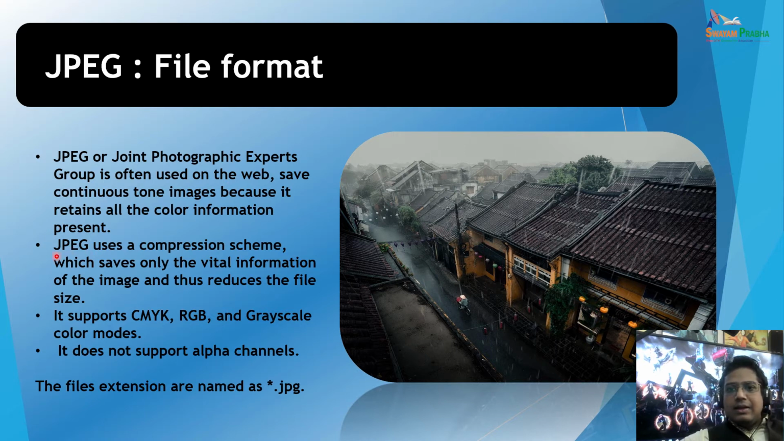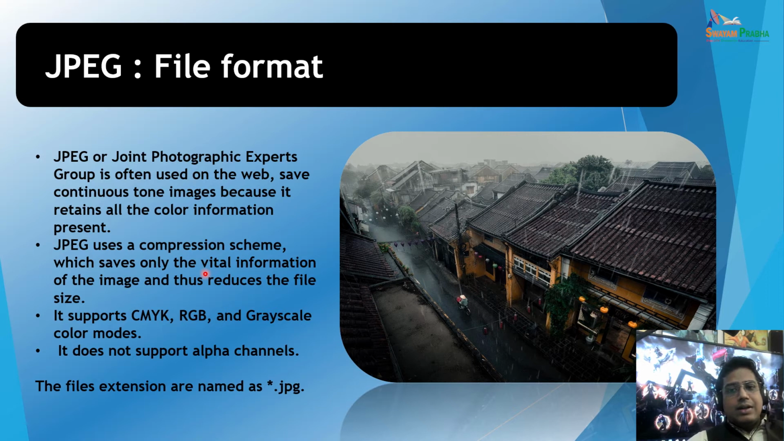JPEG uses a compression scheme which saves only the vital information of images and thus reduces the file size also. For example, if you save the file as a bitmap, maybe the file size is 5 MB, but if you save the same file as JPEG, then definitely the file size would be reduced by at least 75%. We can even reduce it more by decreasing the quality of the JPEG format through the sliders. In a practical way we are going to demonstrate this in coming slides later on, right?